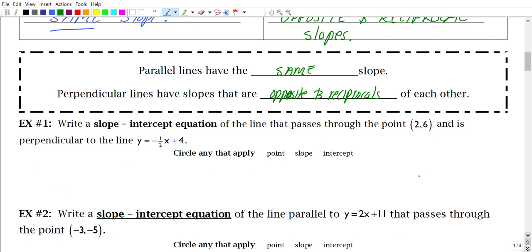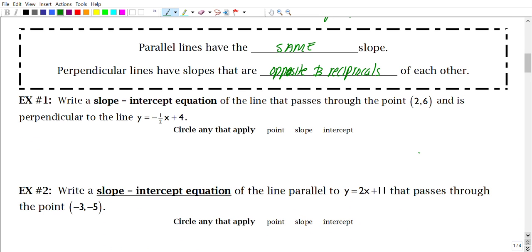So let's go ahead and keep that in mind when we do the next set of problems. I'll keep that little text box up there for us so we can use it if we need it. So example number 1 asks, write a slope-intercept equation of a line that passes through the point (2, 6) and is perpendicular to the line y equals -1/2 x plus 4.